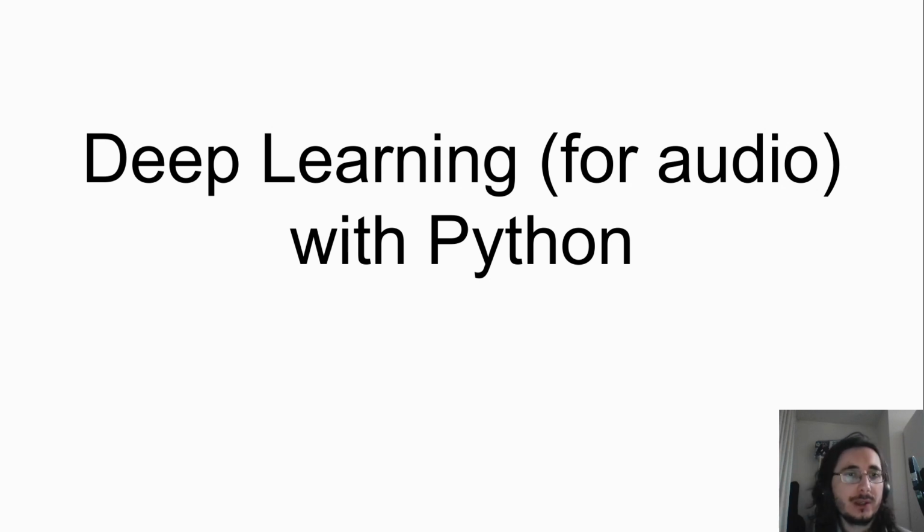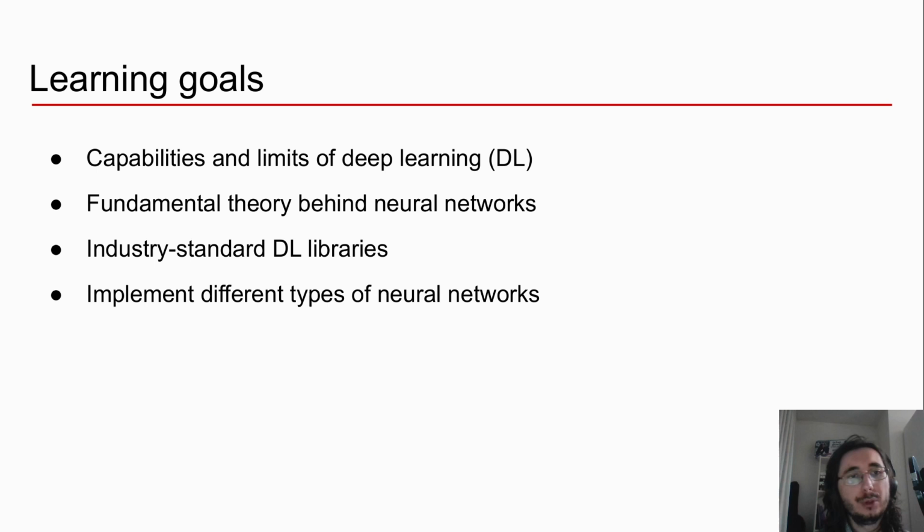In this course we're going to learn a lot about deep learning. So what about the learning goals? First of all, I want you to understand the capabilities and limits of deep learning. So what's possible and what's not possible. Then after that we're going to learn a lot about the fundamental theory behind neural networks. We're going to learn a little bit about the math, for example, that powers these very powerful algorithms.